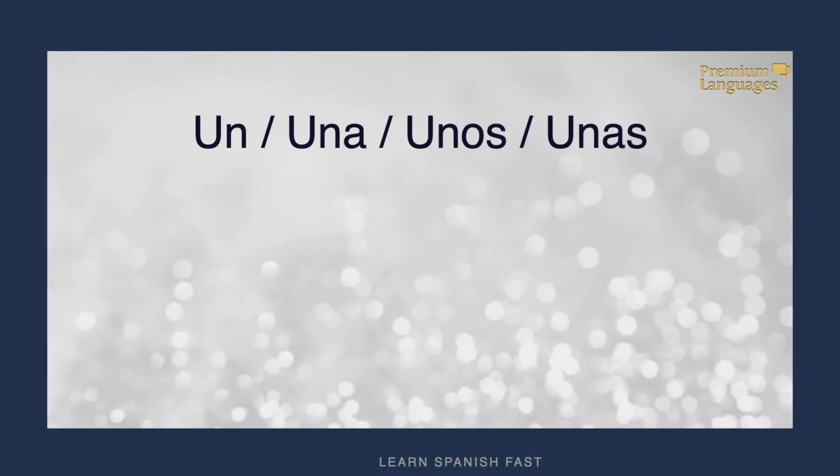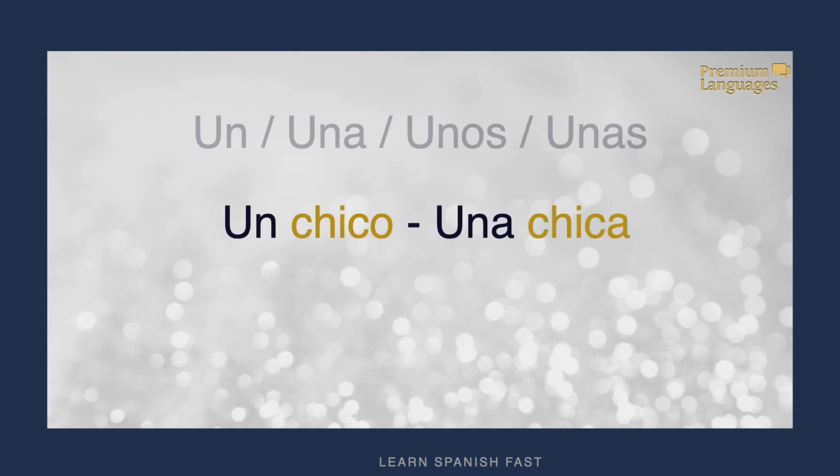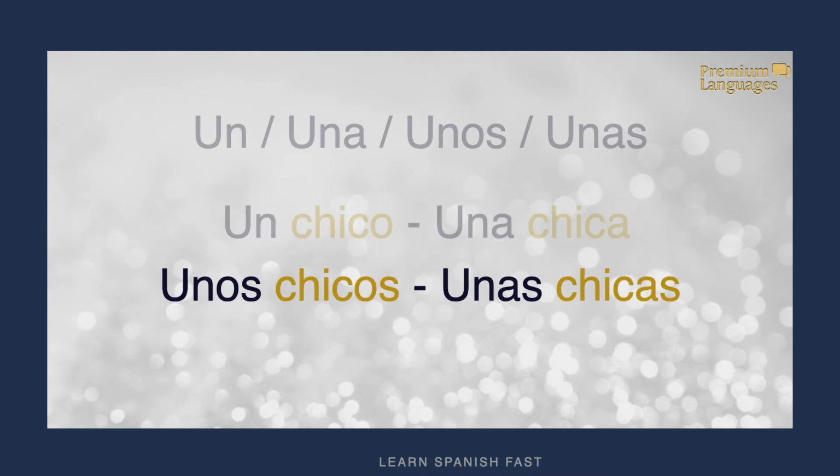As in the previous lesson, the situation in Spanish is different, since we have 4 versions of the article, un, una, unos, and unas. If we want to refer to a boy, we say un chico, and to a girl, una chica. So we have a distinction, again, between the masculine, un, and the feminine, una. The plural version would be unos chicos, unas chicas.